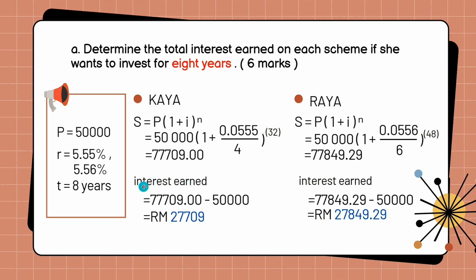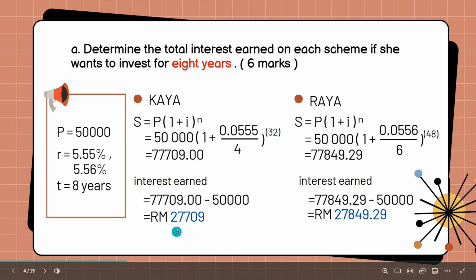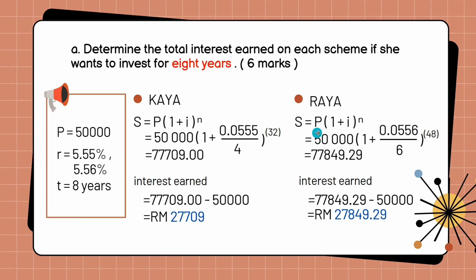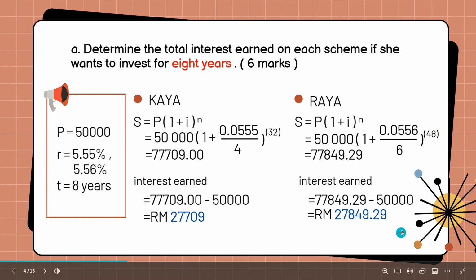After that, to find interest earned, 77,709 minus 50,000 and the final answer will be 27,709. Next is Raya scheme. Same as Kaya scheme, we will use the same formula but change the rate. 50,000 times (1 plus 0.0556 divided by 6) power of 48 and the answer will be 77,849.29. And then the answer minus 50,000 and you will get 27,849.29 as the total interest earned for Raya scheme.